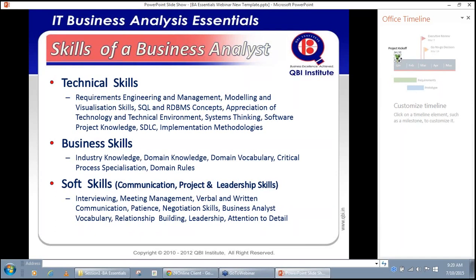Communication, project, and leadership skills include interviewing, meeting management, verbal and written communication, patience, negotiation skills, business analyst vocabulary, relationship building, leadership, attention to detail. So you see, patience is a virtue for a business analyst. Relationship building is also very important. And of course, you can't gather requirements if you are not able to interview. So these are the three sets of skills.